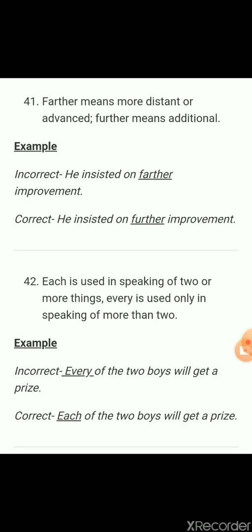So look at the example. Every of the boys will get a prize. Each of the boys will get a prize. Every of the two boys will get a prize, means we are giving the prize to both. Then why are you using every? Each should come, because in the rule also each is used in speaking of two or more things, okay, means there is more than two. So two boys we are talking, then why every? Every will come with the singular state. Okay, every is used only in speaking of more than two.